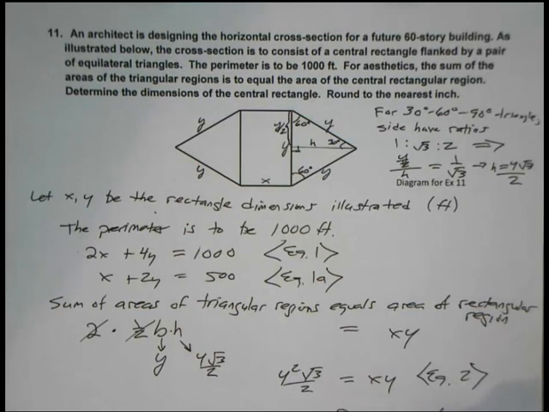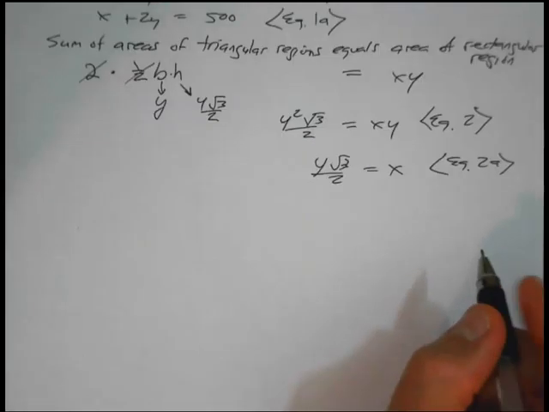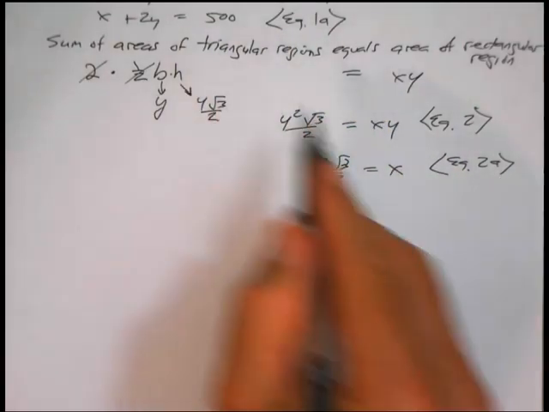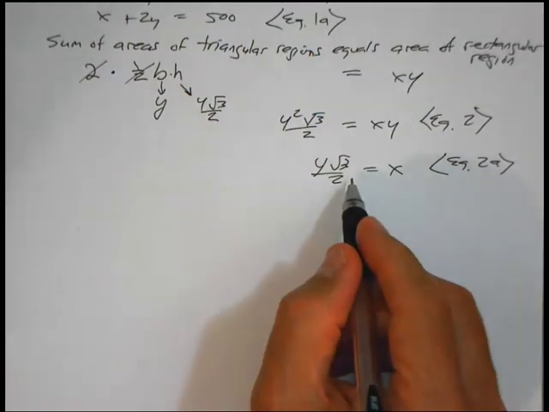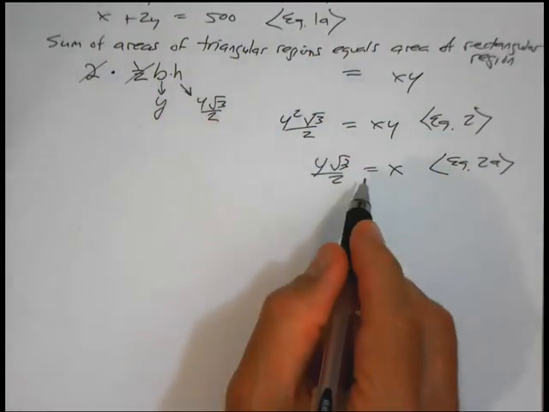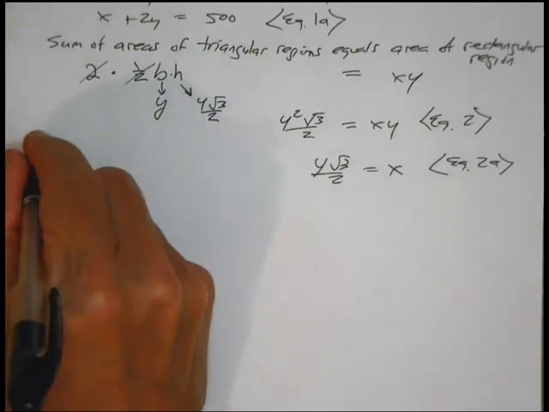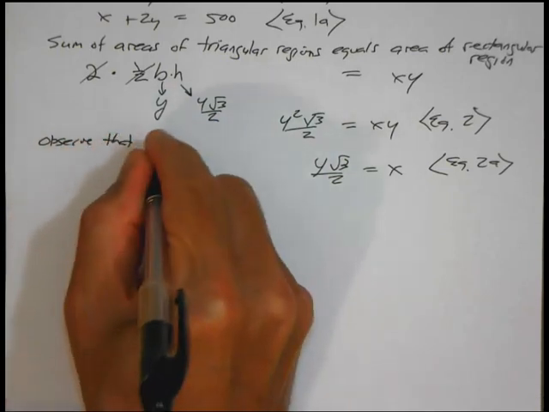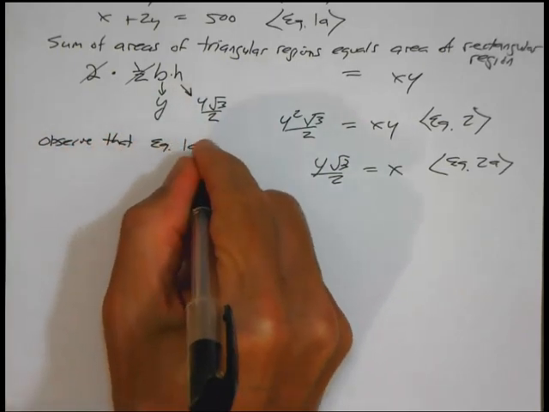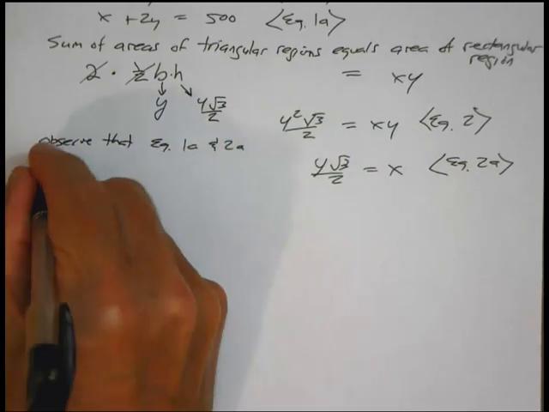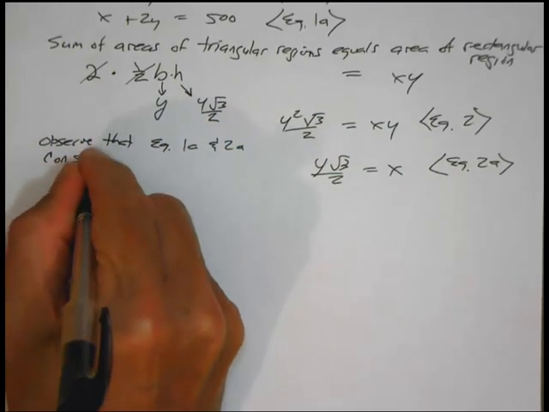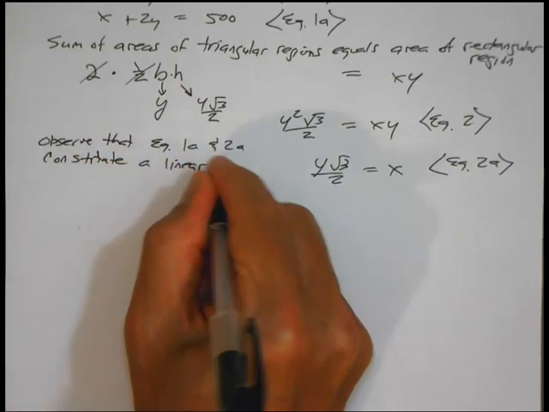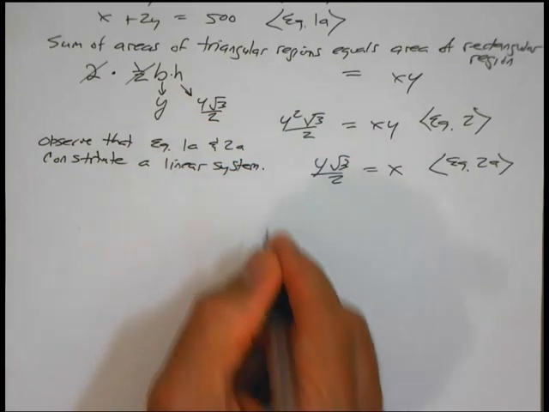Okay, equation 2a. Now looking at our math problem here, which consists of equation 1a and equation 2a, notice it's indeed a linear system, two variables. So observe that equations 1a and 2a constitute a linear system, two variables.